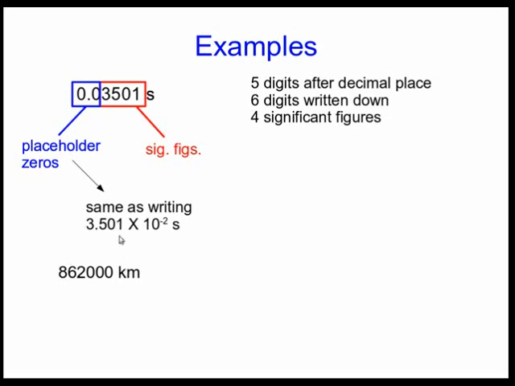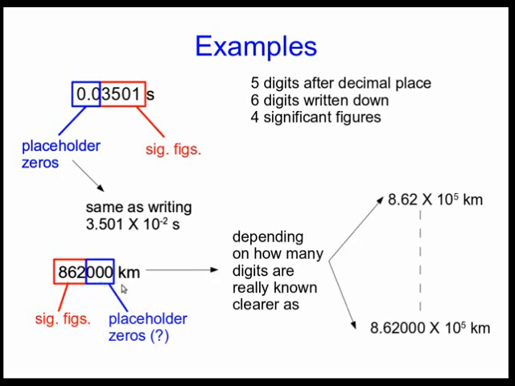So now let's look at this one. These 862 are almost certainly significant figures. These zeros are placeholder zeros. Or are they? You see, it's unclear. We don't know whether we've made this measurement to a precision of plus or minus 1 kilometer, and it just happened to come out as a fairly round number, 862,000, or whether we're writing these zeros here because we don't know these digits, but we do know we've got 862,000 and something. So this is unclear. This would be far clearer if we were to write it in scientific notation.